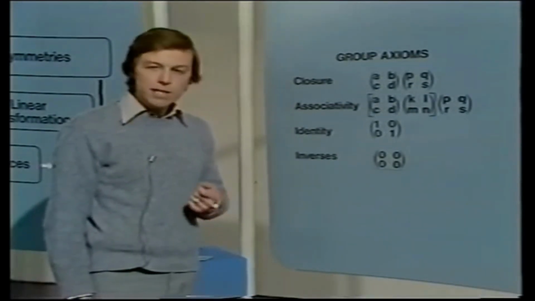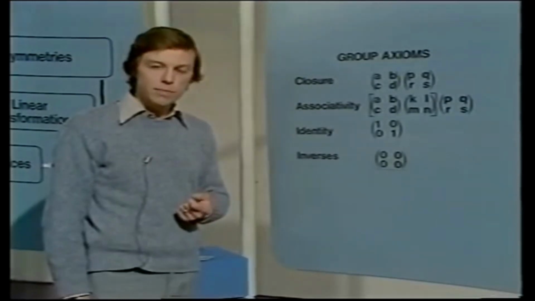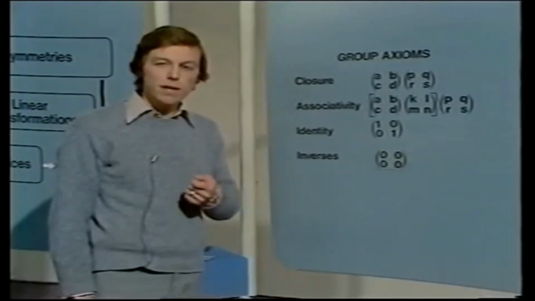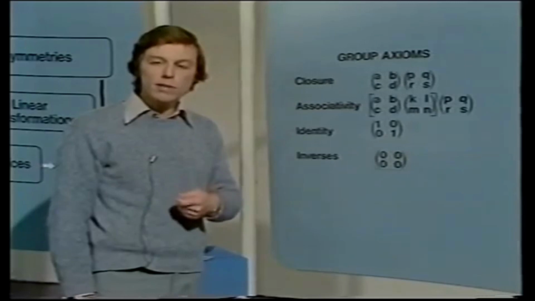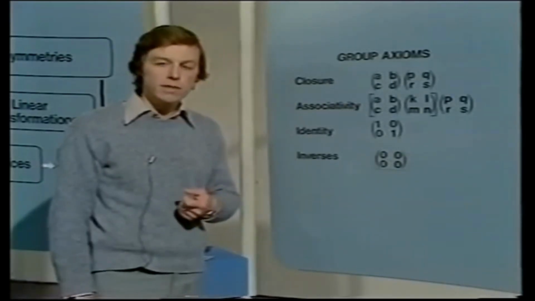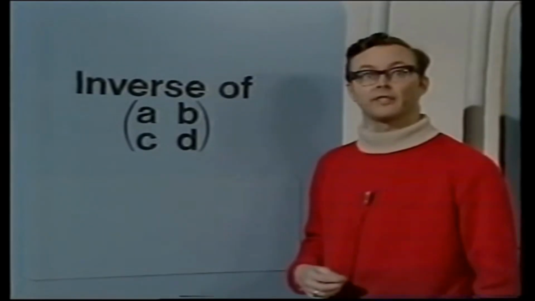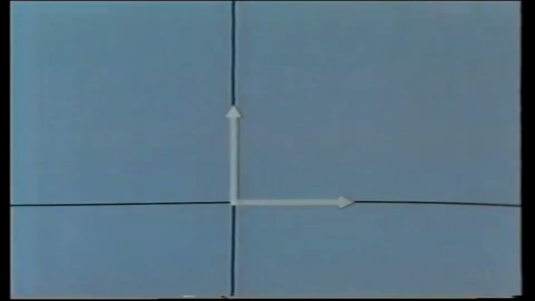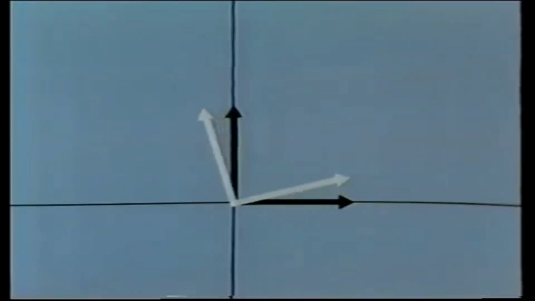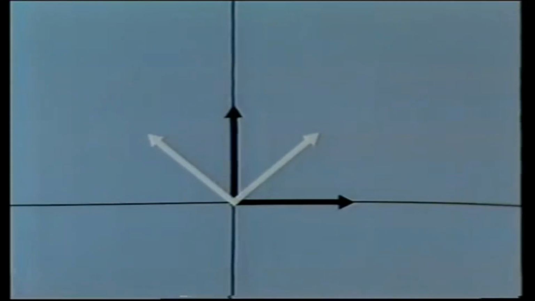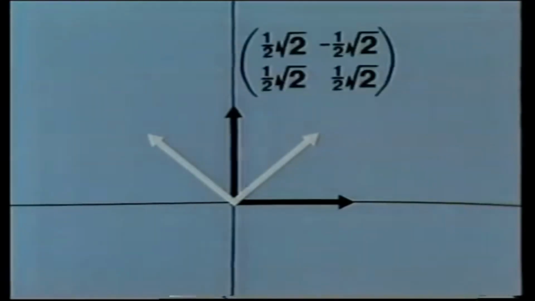But can we salvage anything from the situation? Well, we could if we could find a test for whether or not a matrix had an inverse. Well, there are several ways of testing whether or not a matrix has an inverse. We're first of all going to do it geometrically. Suppose the transformation rotates the plane through a certain angle, say pi by 4. Then the inverse transformation rotates it through minus pi by 4.